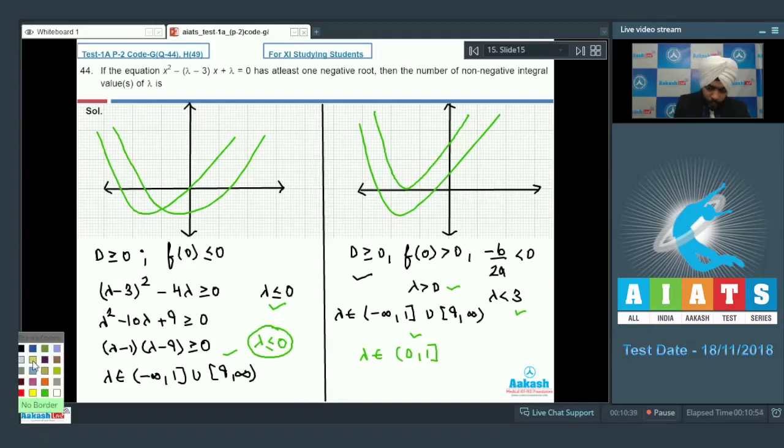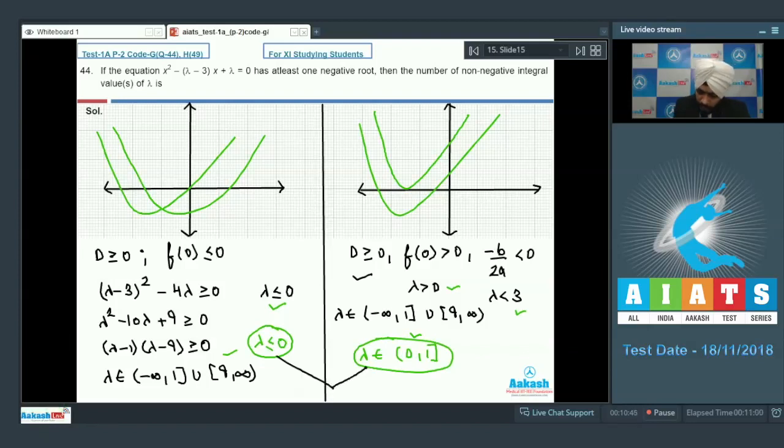Now students, what you have to do? You have to take the union of these two conditions which are present in the circle. So taking the union, I can say that lambda is less than or equal to 1. The question is asking me the number of non-negative integral values of lambda. The non-negative integral values are 0 and 1. So 2 is the answer. 0, 2 is what you are going to fill in the OMR.